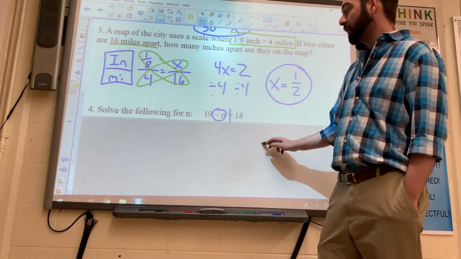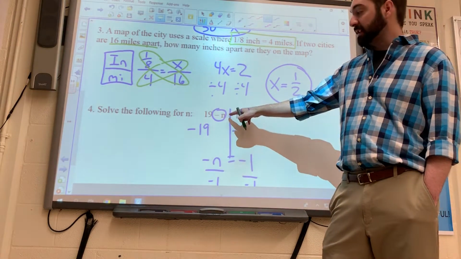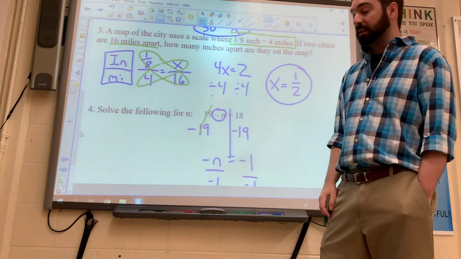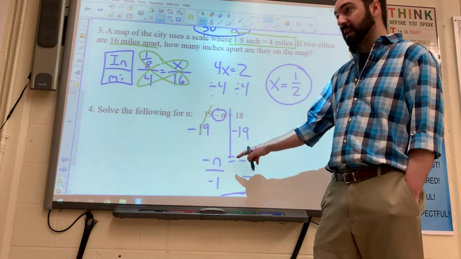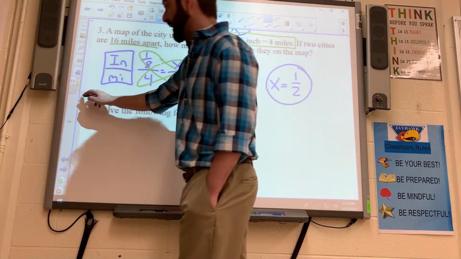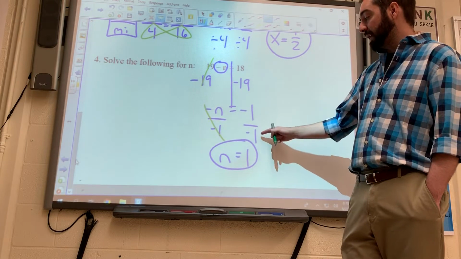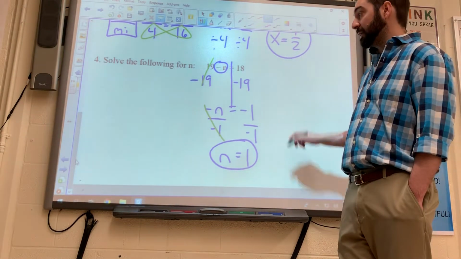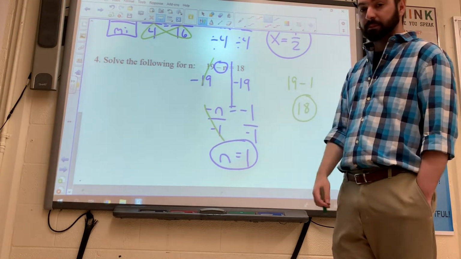Last question, number 4. We have 19 minus n equals 18. I need to get this negative n by itself, so the first step is I've got to subtract 19 from both sides. 18 minus 19 is -1. Negative n is the same as -1, but I need positive n, so I need to divide each side by -1 to get that isolated. That'll cancel out my negatives. -1 divided by -1 is +1, and that makes sense because 19 minus 1 is 18, and that's what we had to get back to.